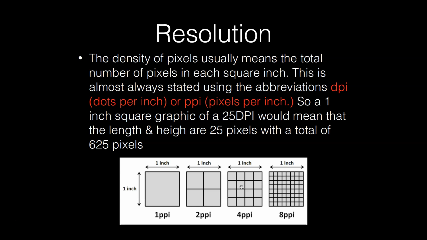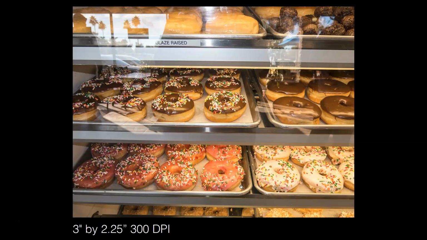It's per inch, and how many increments are per inch. The greater the number, the better the quality. Typically, 300 is your print resolution. You want to make everything 300 DPI. So I have this image that's 3 inches by 2 1/4, and it's 300 DPI. Very clear, you can see all the details, the sprinkles.